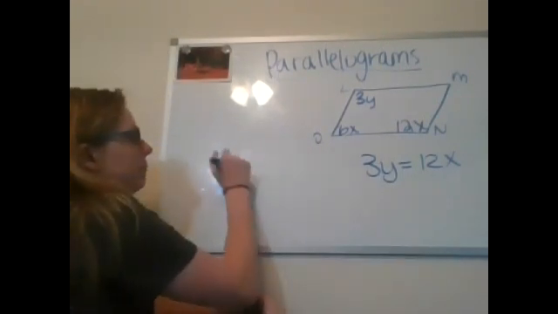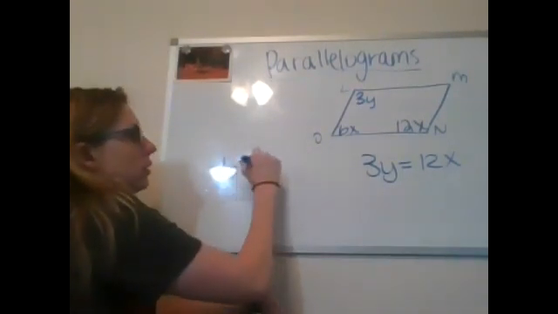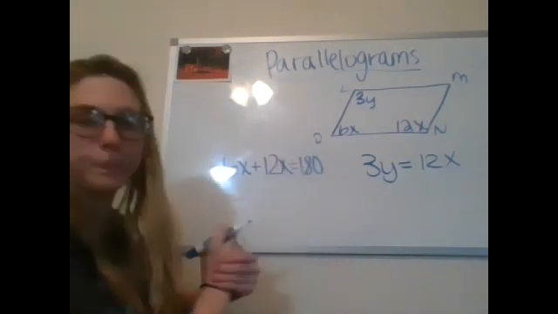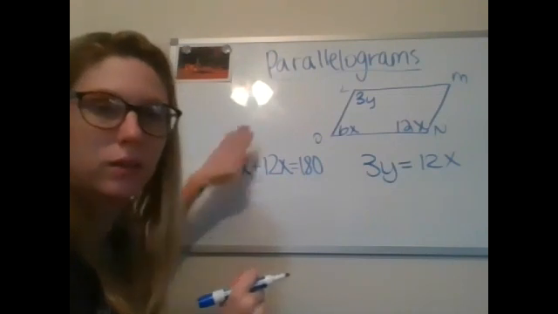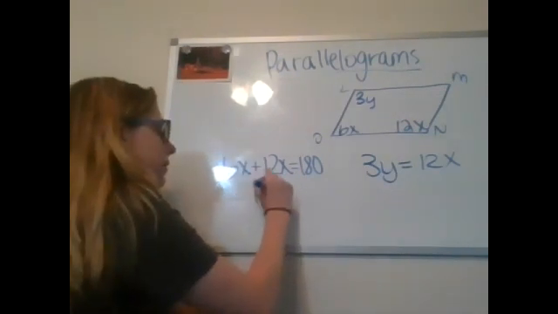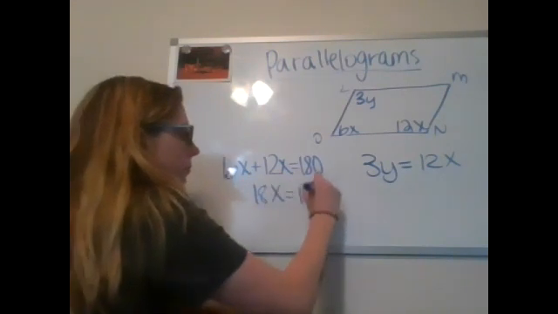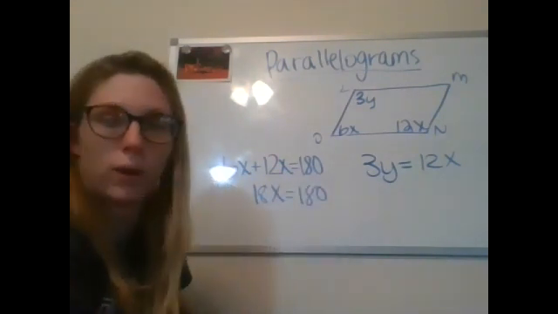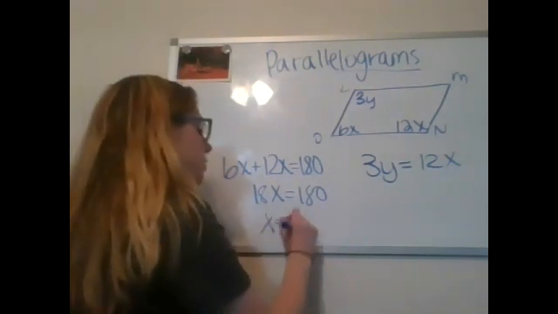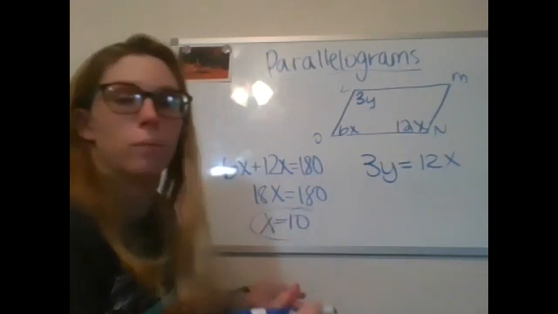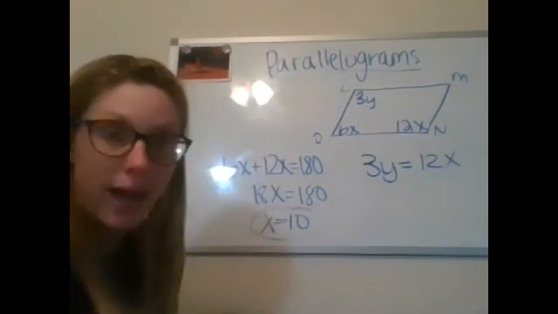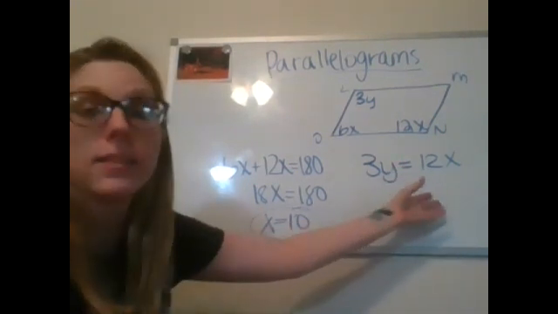So I can take them first and say that 6x plus 12x equals 180. 6x plus 12x, sorry, there's a horrible glare there, is 18x. 18x equals 180. If I divide each side by 18, I will get that x is equal to 10. I found x right there. Now that I know what x is, I can solve for y.